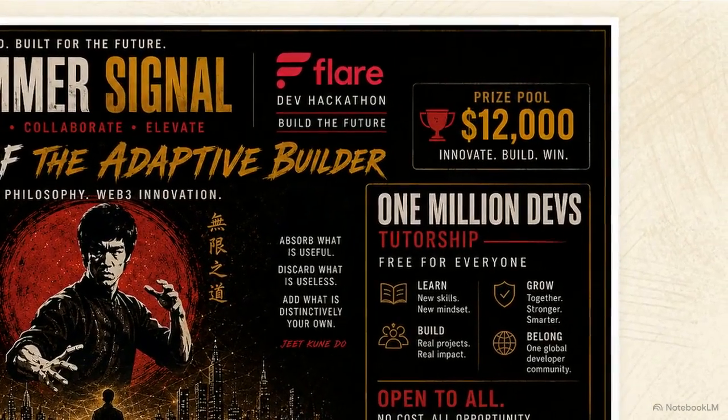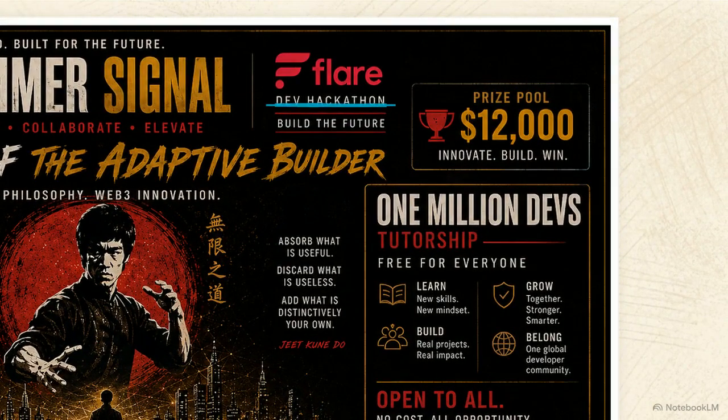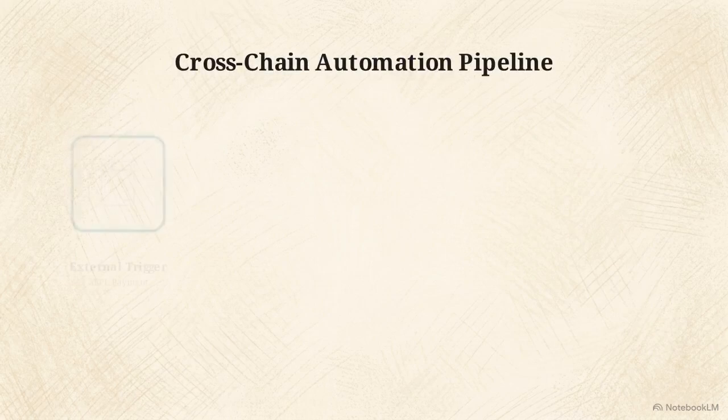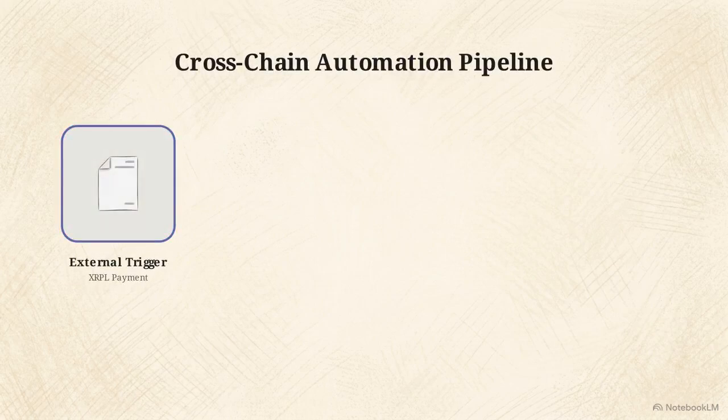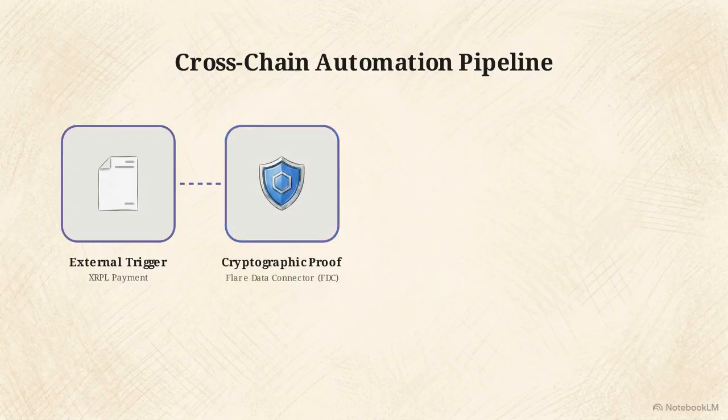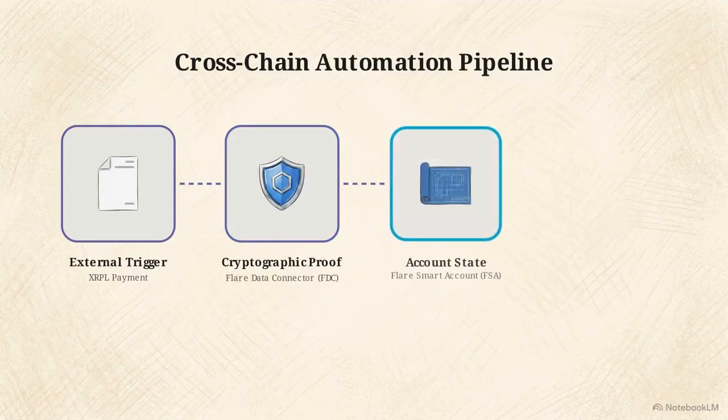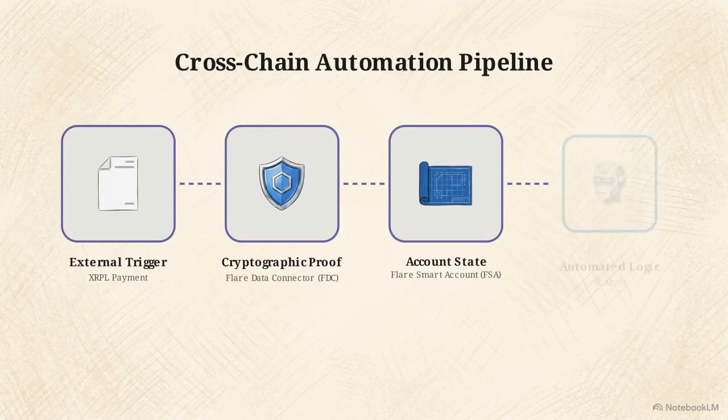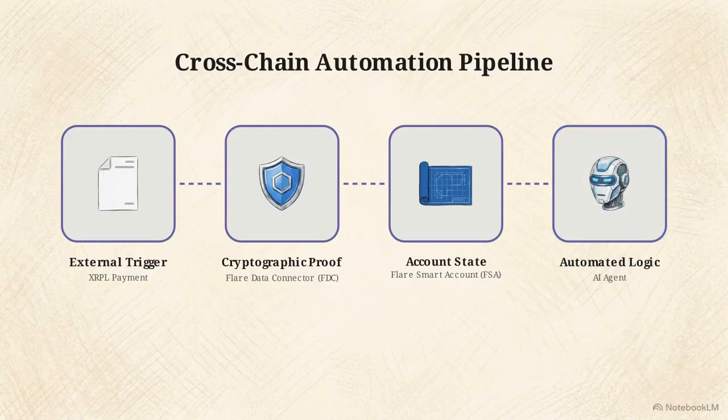To meet that challenge, we will build a cross-chain smart contract on Flare that autonomously executes an action the moment it detects an XRPL payment. This diagram shows the exact pipeline we need. First, an XRPL payment is initiated. Second, the Flare data connector verifies that payment. Third, a Flare smart account wakes up. And finally, an AI agent evaluates the current data and executes a transaction.